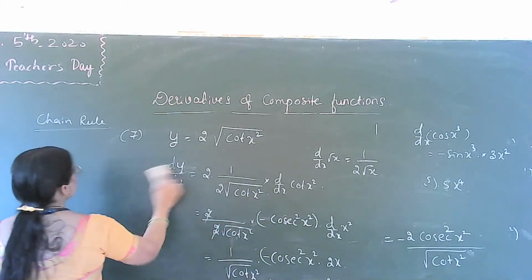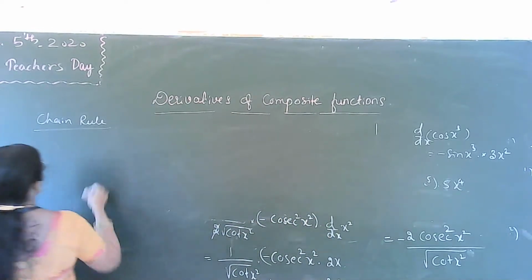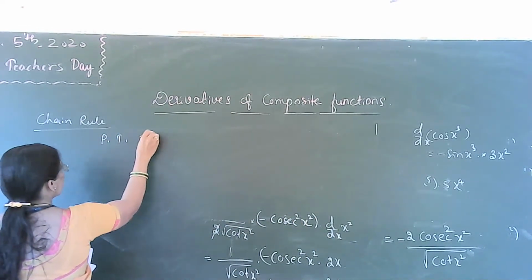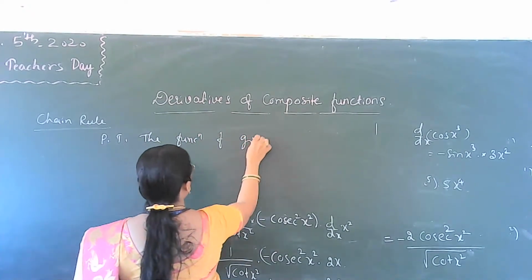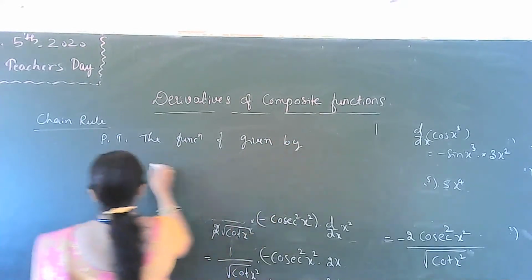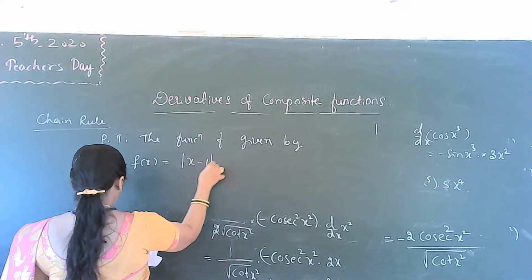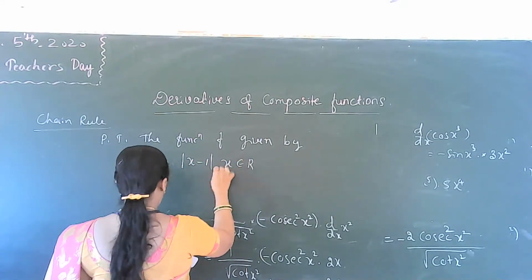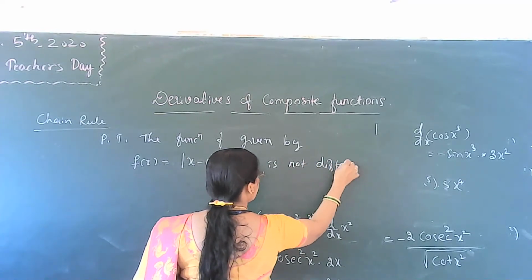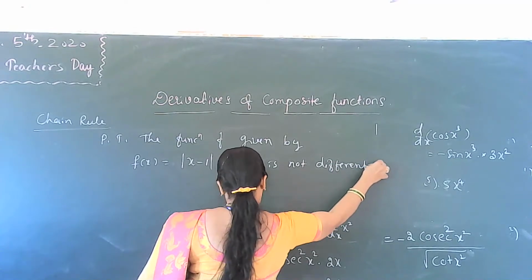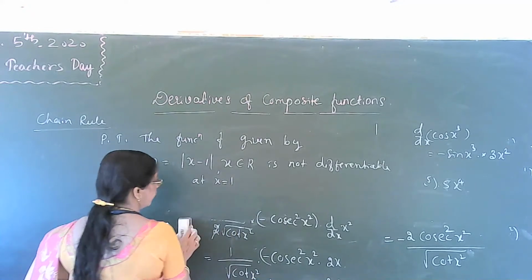Then there was one more question and finish. Prove that the function f given by f of x equal to modulus of x minus 1 where x belongs to R is not differentiable at x equal to 1.